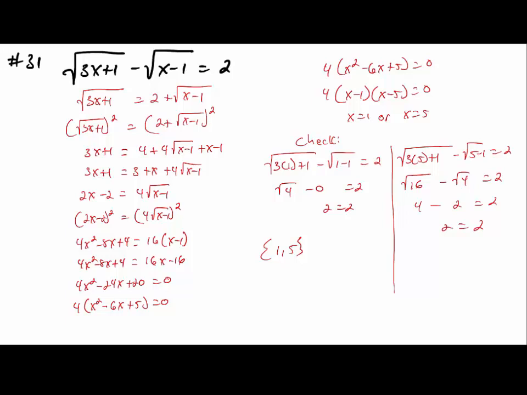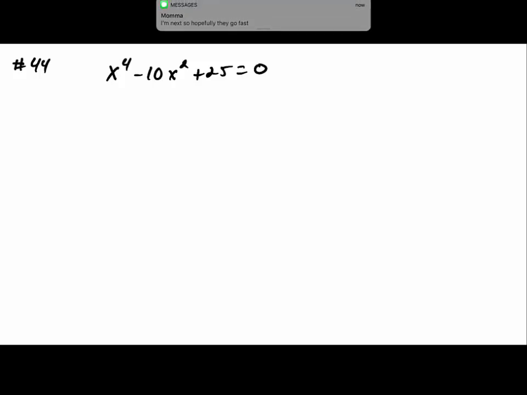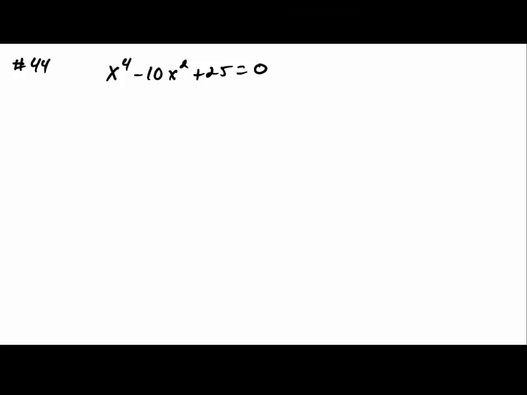All right, let's look at number 44 now. And so for number 44, we have x to the fourth minus 10x squared plus 25. And what we're going to do here is go ahead and factor this. There are several ways of doing this.